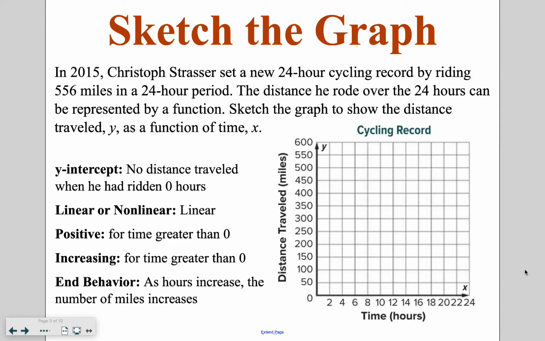So we're going to start with the sketching of the graphs. When you sketch the graphs, they're going to give you some context for the problem, and they're also going to give you important points on the graph.